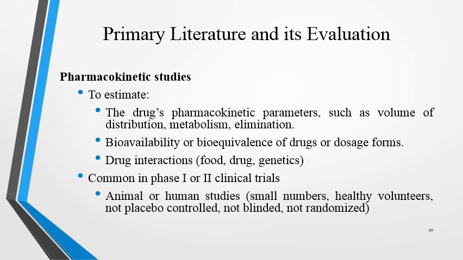There are four phases of the clinical trials: phase 1, 2, 3, and 4. And these studies are most often carried out during phase 1 and phase 2. During phase 1 and phase 2, the drugs are tried on animals and on humans, but in small numbers, and the volunteers are healthy and their consent is taken before the studies.